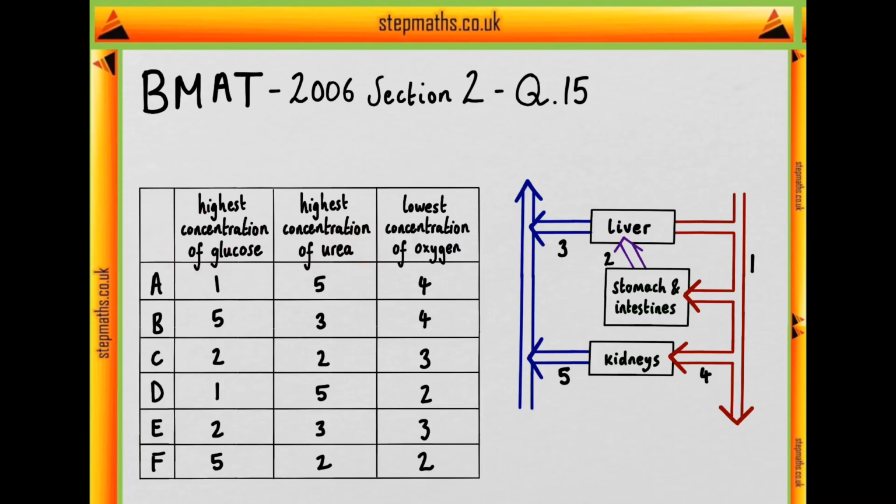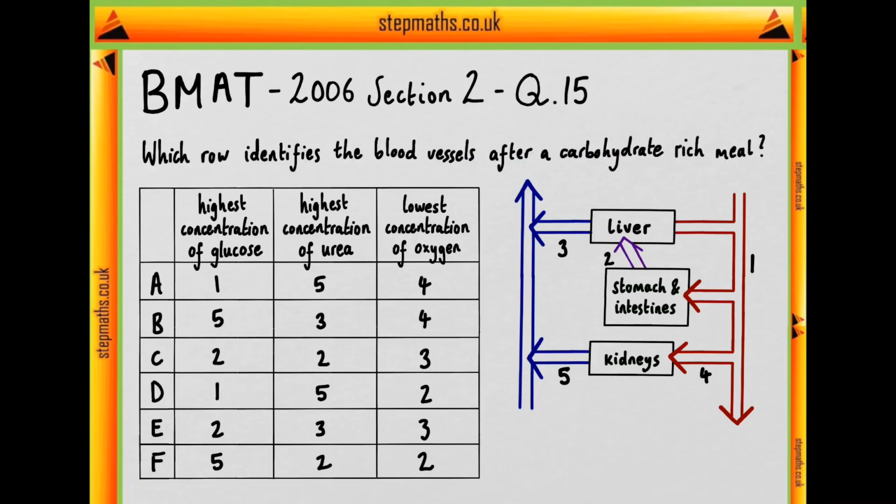We're then given this table here, with the columns representing the highest concentration of glucose, urea, and the lowest concentration of oxygen, and we're asked to work out which row identifies the blood vessels after a carbohydrate-rich meal. So, after we have a carbohydrate-rich meal, which of these descriptions will coincide with the labels? Let's start with the highest concentration of glucose.